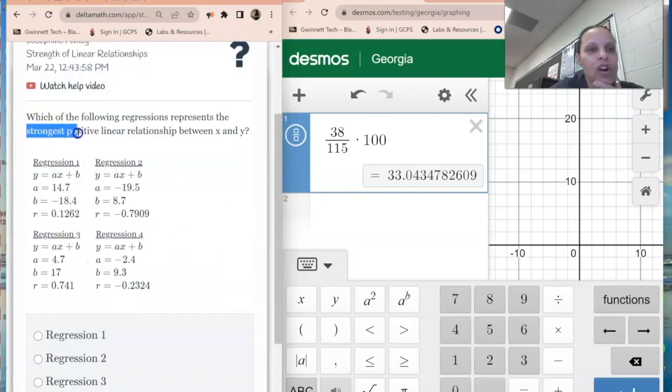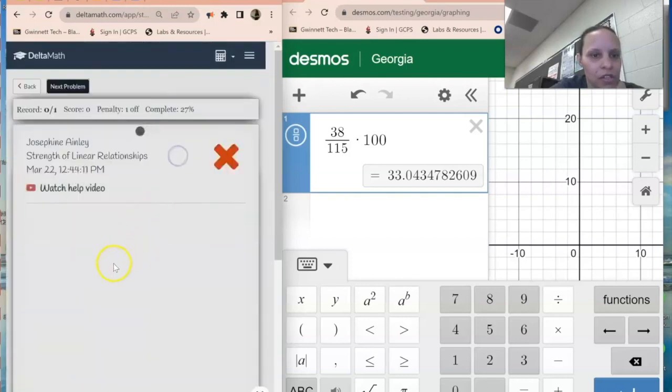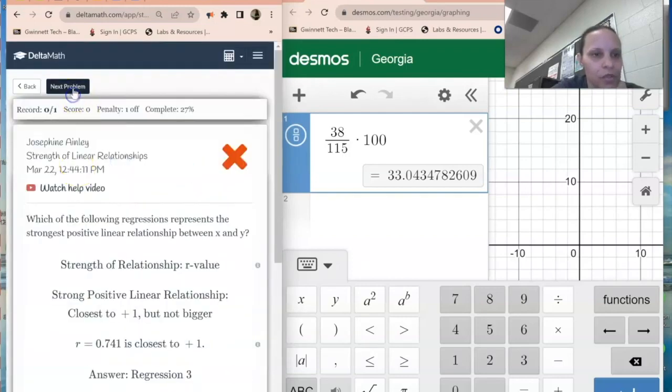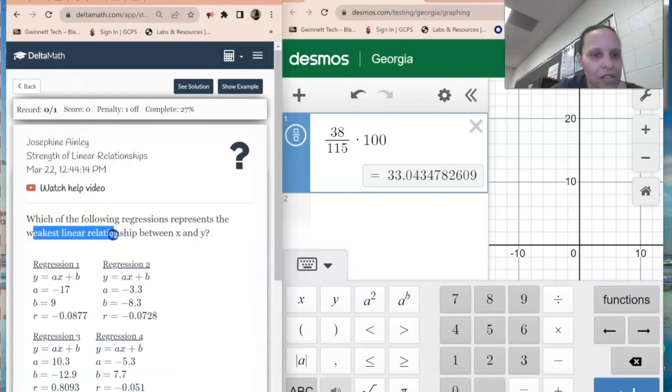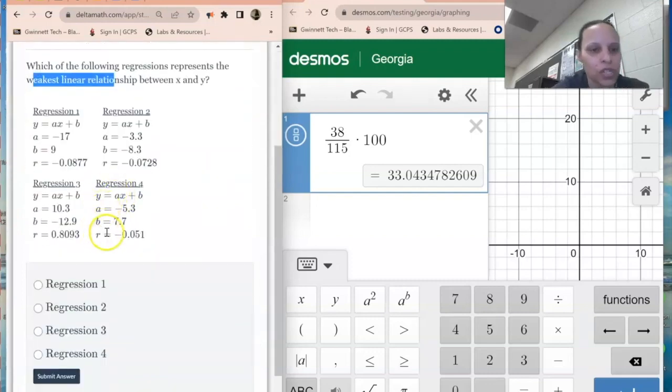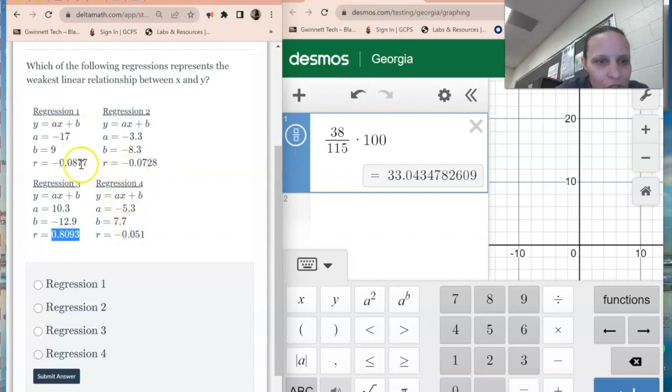All right, which is going to be the strongest? Positive. So I'm looking for the closest to positive 1. So not these negatives. Closest to positive 1 is going to be regression 3. This is 0.7. All right, so regression 3. Yep. All right, so please be careful and read. Weakest linear. So weakest is closest to 0. Which one is closest to 0? So this is close to positive 1. Okay, now let me look at these three. This is 0.0, 0.0, 0.0. This one is 0.8. This is 0.7, that's closer. This is 0.5, that's closest. So again, just imagine if you had a number line and you're putting these numbers on a number line.